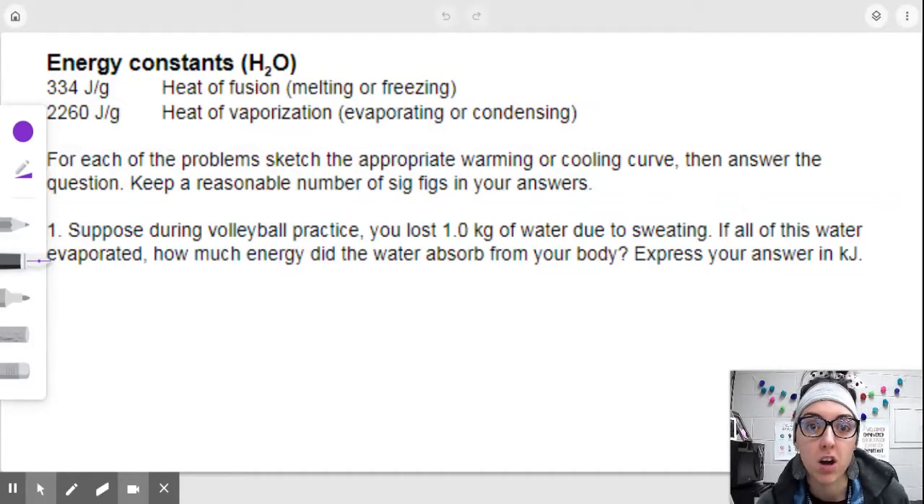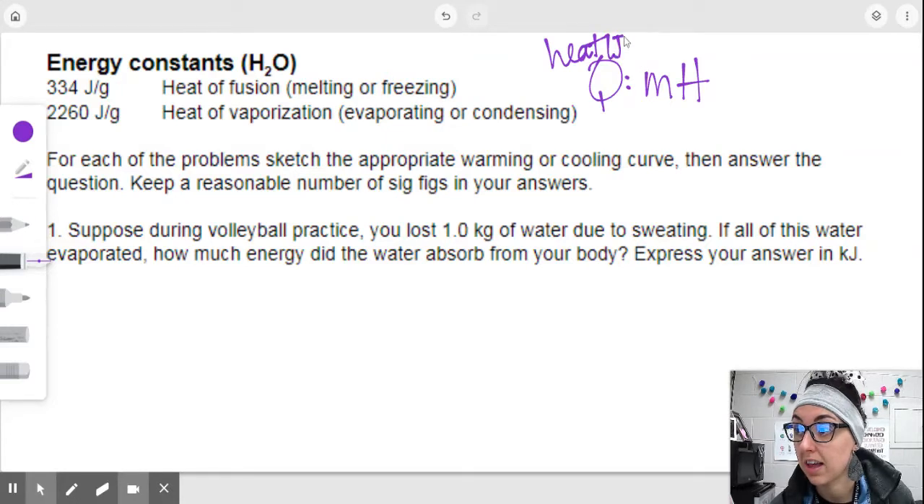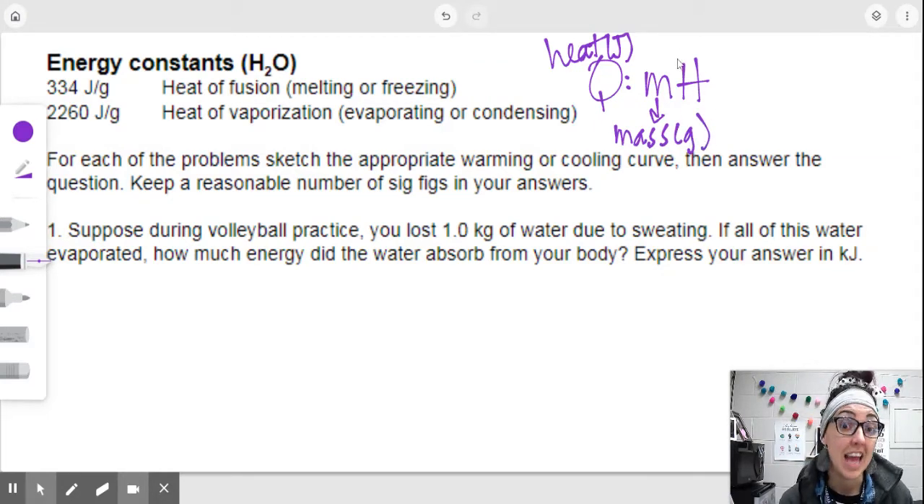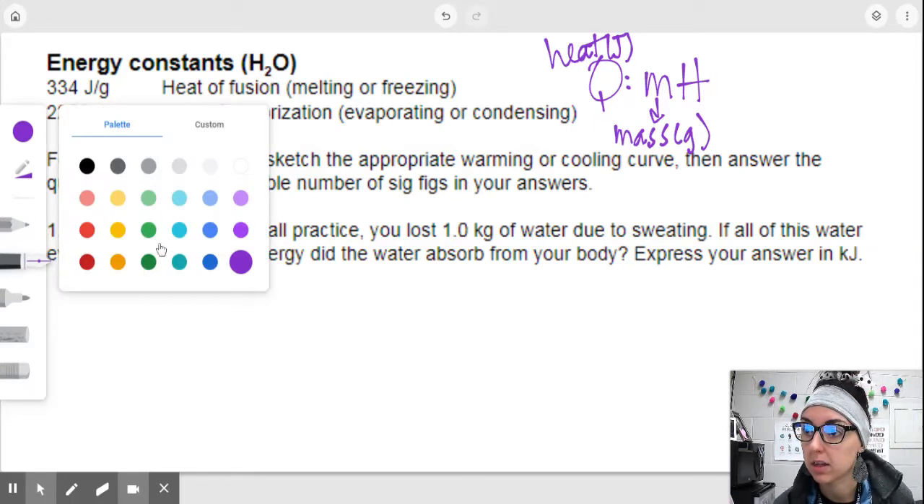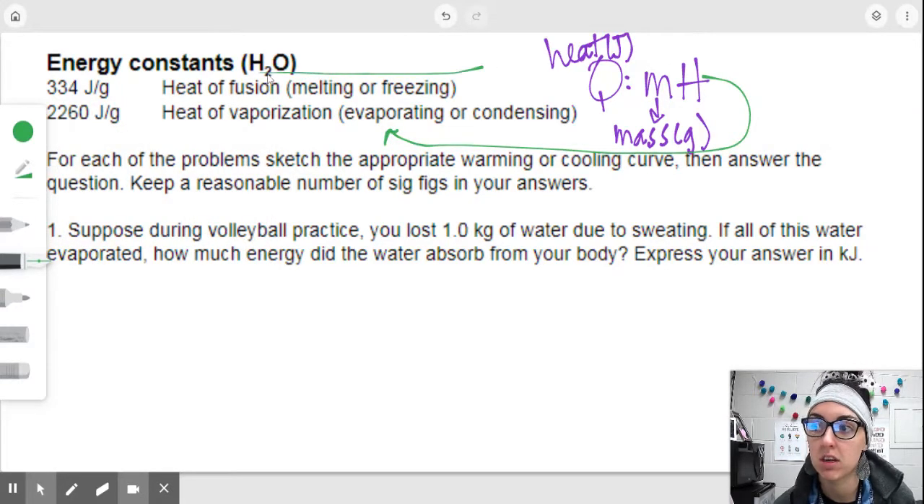All right, so today we are talking about quantifying heat transfer when there is a phase change. We are using the equation Q equals mH. Remember that Q is heat or energy, which we measure in joules. M is mass, which we measure in grams. And H is your heat of fusion or heat of vaporization.